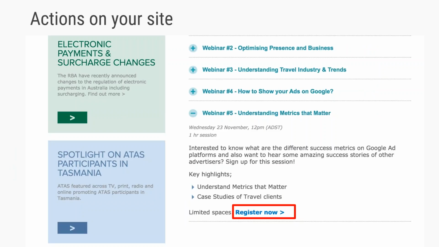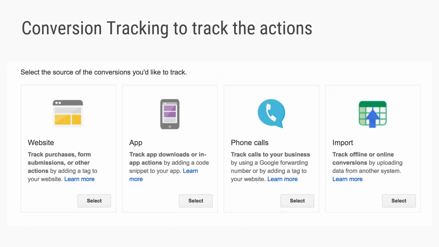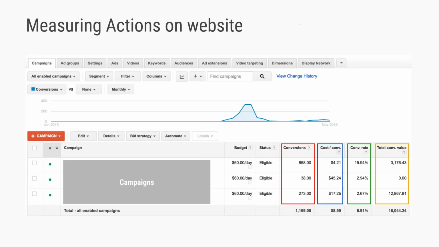And all of these actions can be tracked in Adwords using a free tool called Adwords Conversion Tracking. It shows you what happens after a customer clicks on your ad. It's very simple. All you need to do is generate a piece of code from your Adwords account and add it to the website. It's as simple as that. So you can track purchases, form submissions, phone calls, app downloads, any action on the website.